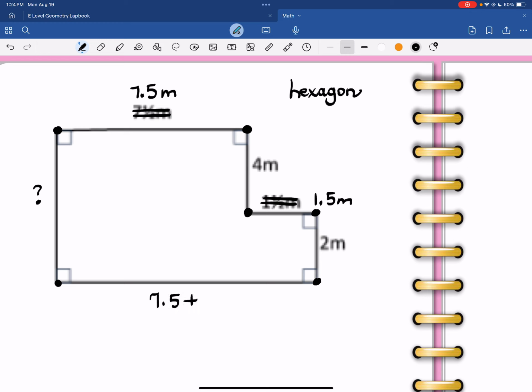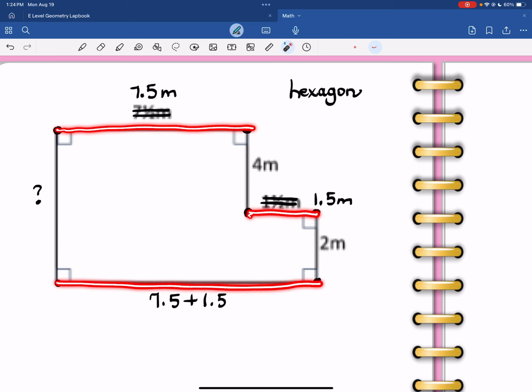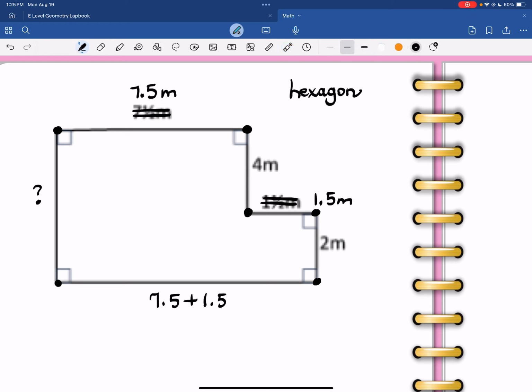plus that 1.5. In other words, I'm doing this one plus this one equals this one. So this time I'm adding those two together. So 7.5 plus 1.5, you could use a calculator on this one. That's going to be 9. And this is meters. That's what that M means. So add those two together to get 9 meters. And then I'm taking that away so I don't get confused. We know this one to be 9.